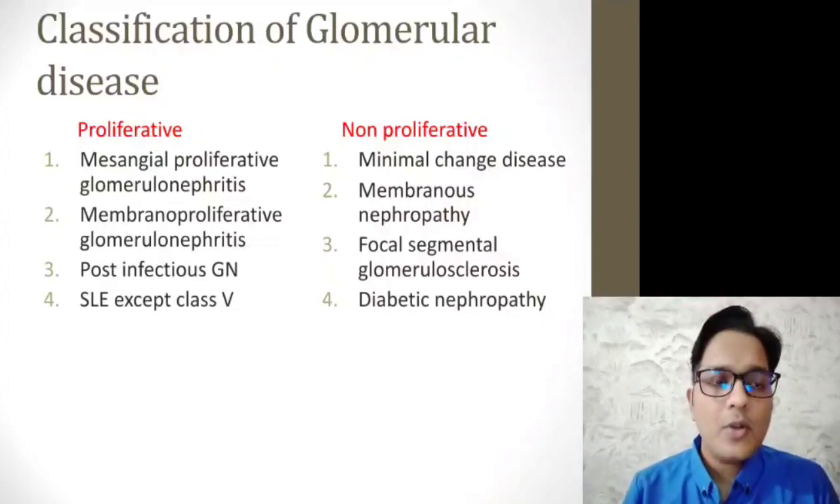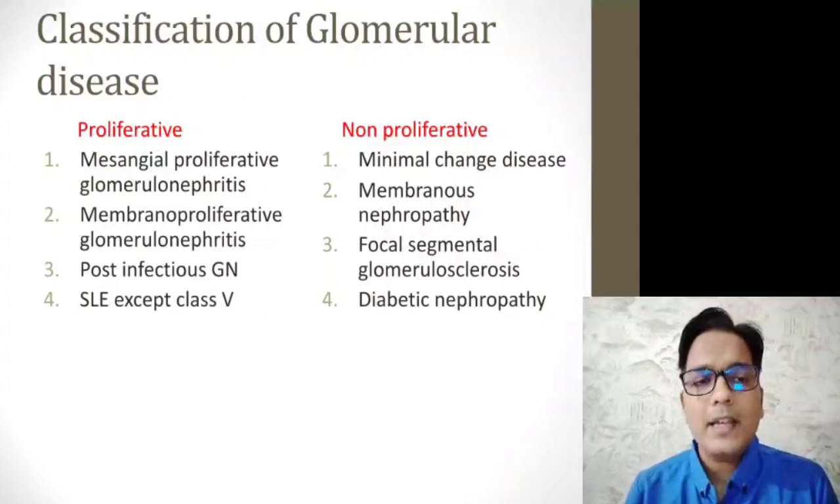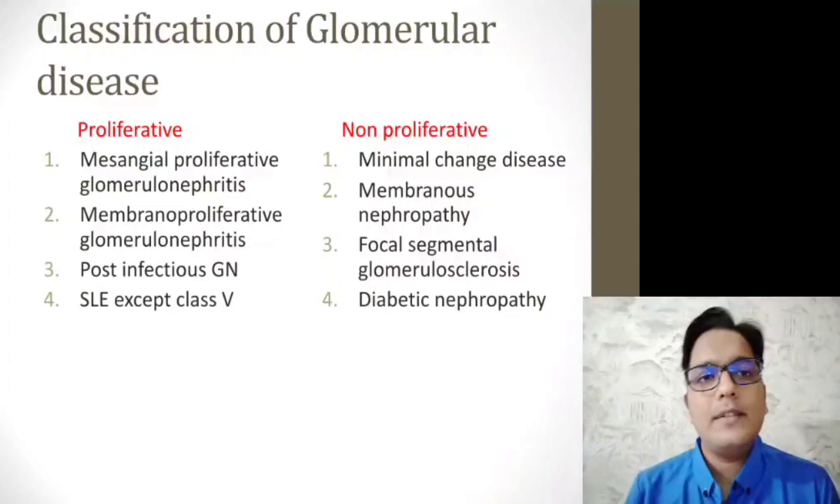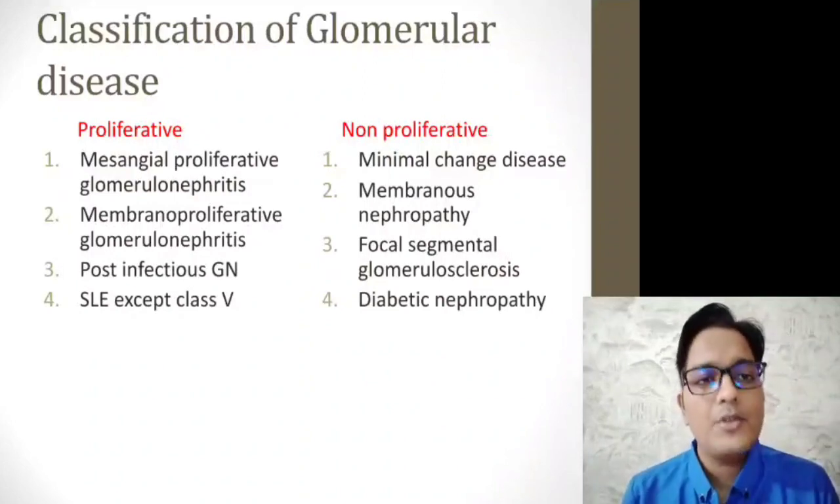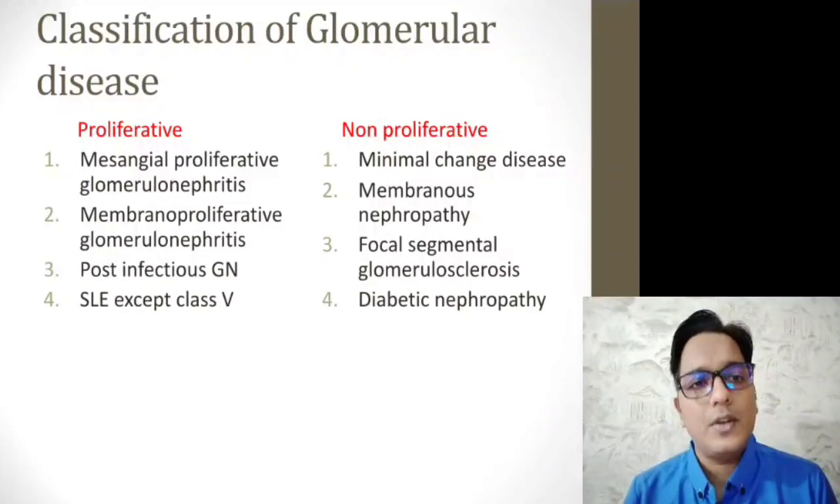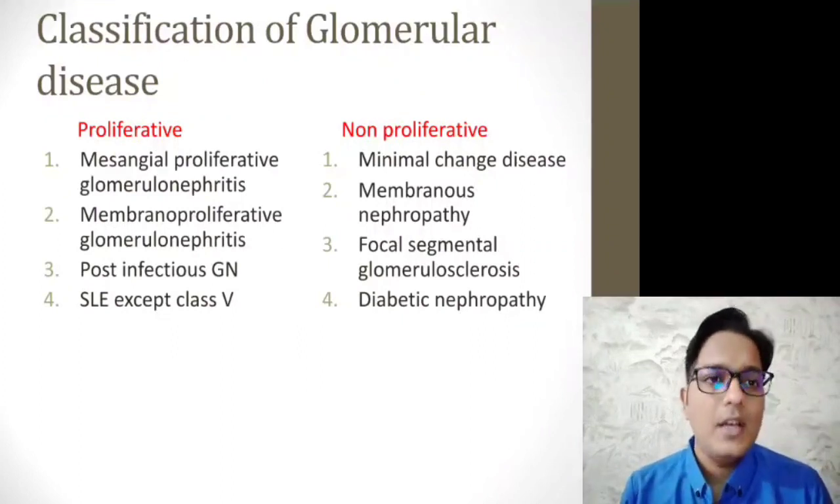Other than this, there is non-proliferative glomerulonephritis we need to learn. In non-proliferative glomerulonephritis, there is no cellular proliferation. There is a problem mainly in the membrane or in other parts of the glomerulus. These are, number one, minimal change disease, number two, membranous nephropathy, number three, focal segmental glomerulosclerosis. Diabetic nephropathy is also a non-proliferative glomerular disease, but it is not a glomerulonephritis.